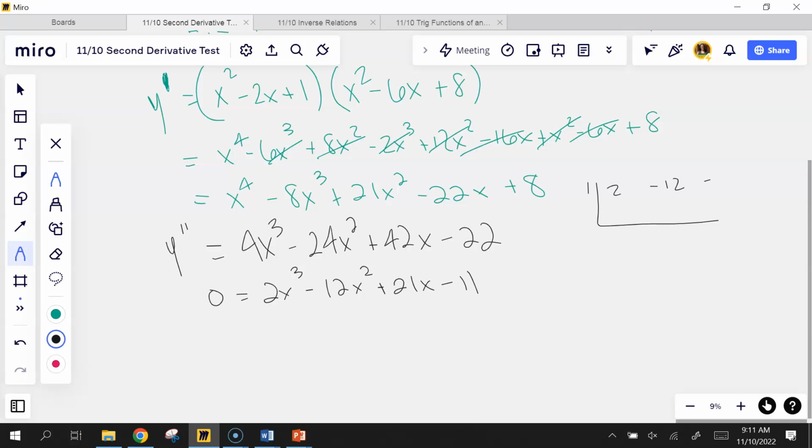2, negative 12, 21, negative 11, 2, 2, negative 10, negative 10. That's possible. But it still works. Okay. So I got x minus 1. Oh, dear Lord. You've got to be kidding me.